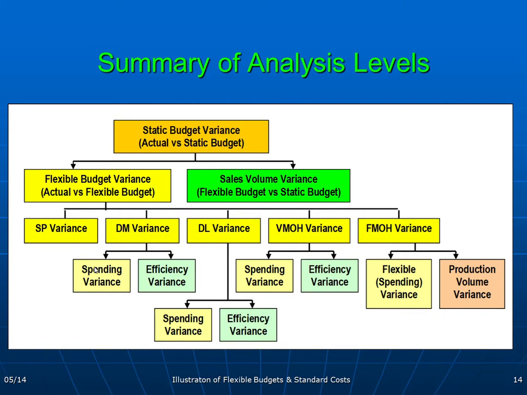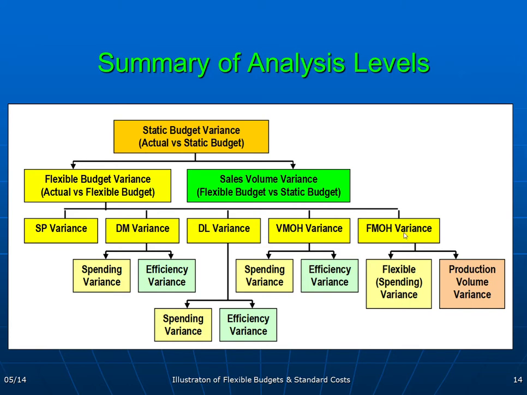These terms might be a little bit different. For direct material, it might be spending. For direct labor, it might be wage variance. But they're referring to the cost. This is how well we've controlled the input price, and this is how productively we've utilized the resource.